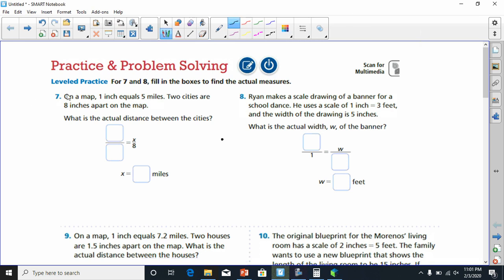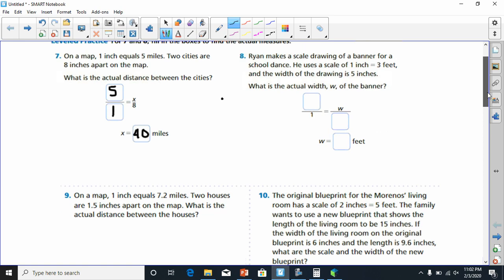Let's begin. Number 7 says, on a map, 1 inch equals 5 miles. Two cities are 8 inches apart on the map. What is the actual distance between the cities? Well, if 8's on the bottom here, that indicates the inches are going to be placed at the bottom. So when it says 1 inch equals 5 miles, I know I'm going to put 1 inch on the bottom. That's equal to 5 miles on top. We cross multiply, we see we got 1 times x, which is x, and 5 times 8, which is 40. So this would be 40 miles.